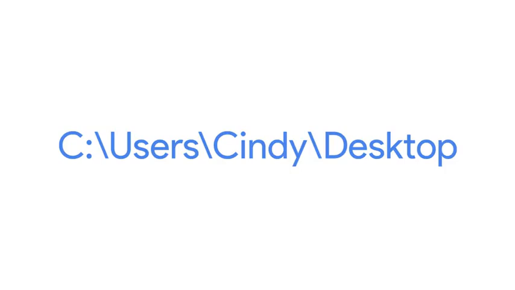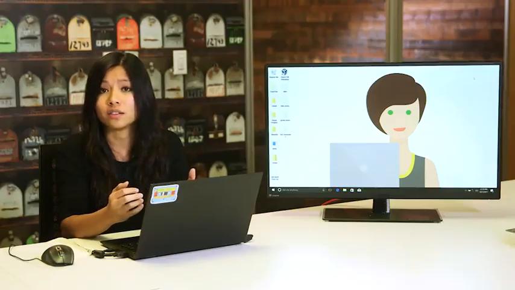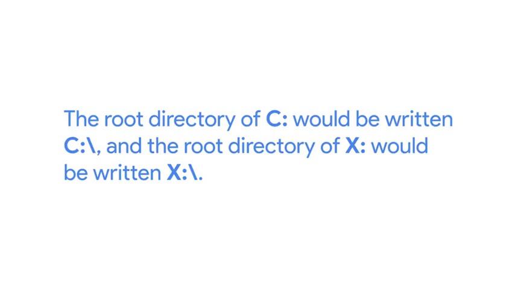C:/users/Cindy/desktop. In Windows, file systems are assigned to drive letters, which look like C or D or X. Each drive letter is a file system. Remember that file systems are used to keep track of files on our computer. Each file system has a root directory, which is the parent for all other directories in that file system. So the root directory of C would be written C:/, and the root directory of X would be written X:/.